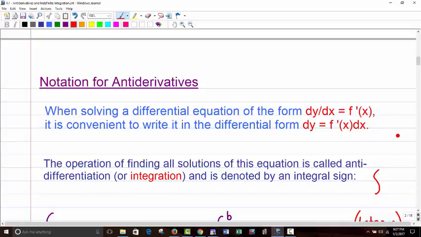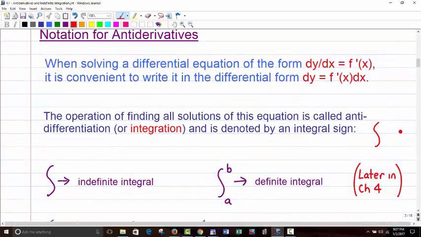Now, the process of anti-differentiation is also known as integration. That's what it's more commonly called. That's a lot of syllables to have to say anti-differentiation all the time, so integration is what we'll generally be saying.